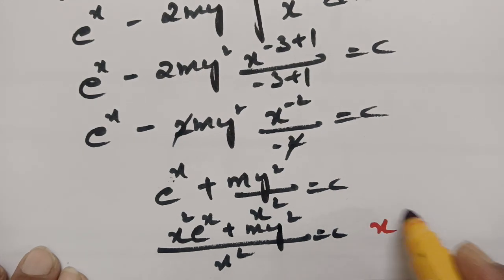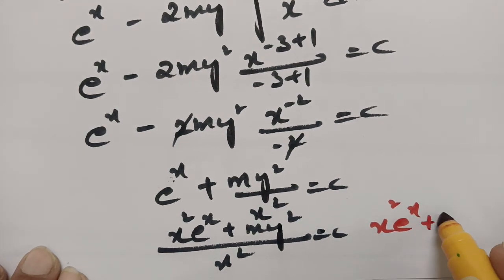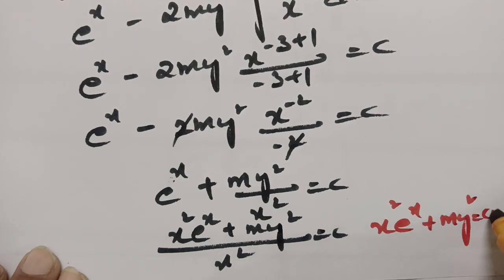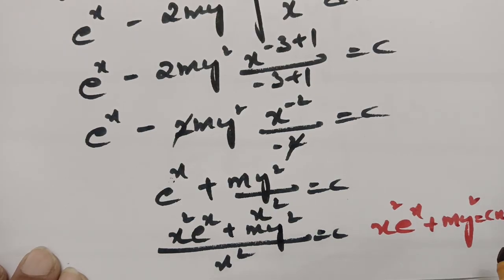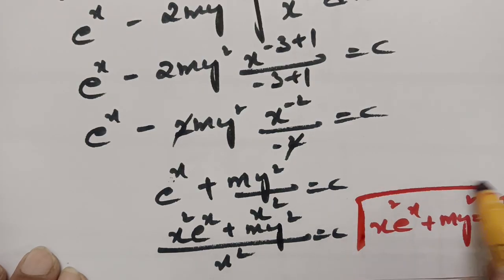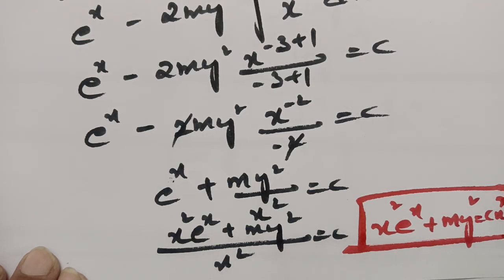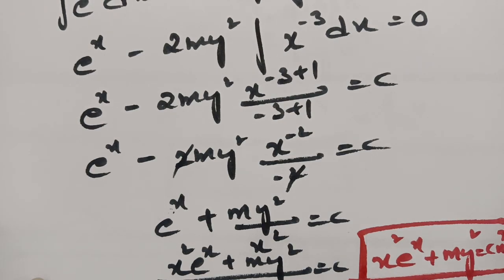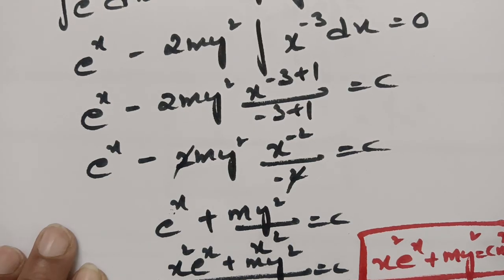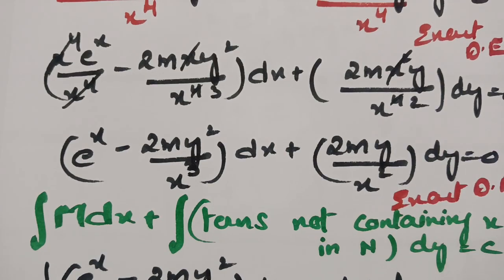See here, this is going to become x^2 e^x plus m y^2 is equal to c x^2. And this is how we have to solve, and this is also so simple. So we have to check whether it comes under the inspection method, the homogeneous method, or the 1 by Mx minus Ny type. And this is the fourth method which I'm going to use, the integrating factor, and my fifth method is also ready to be uploaded.